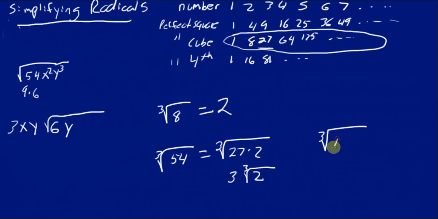Cube root of 128. Well, are there any perfect cubes that go into 128? And there it is, 64 times 2. So this cube root of 64 is 4. Cube root of 2. So I hope that helps.